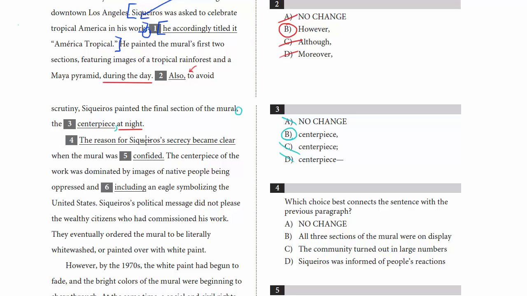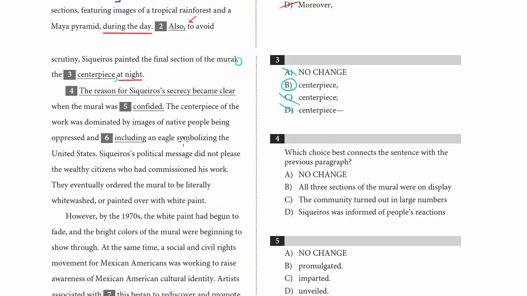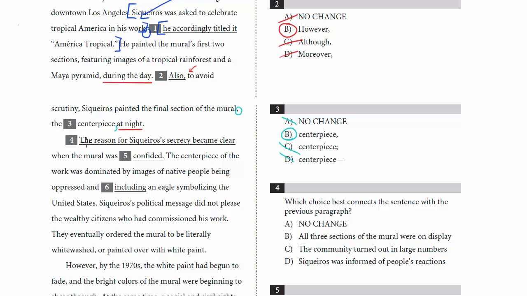Number 4, the reason for Siqueiros' secrecy became clear when the mural was unveiled. The centerpiece of the work was dominated by images of native people being oppressed and including an eagle symbolizing the United States. So which choice best connects the sentence with the previous paragraph? This one looks pretty good. I mean, it is referencing his secrecy, right? How he did this final work at night.